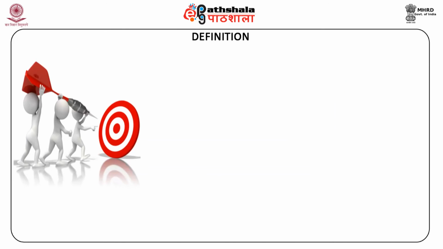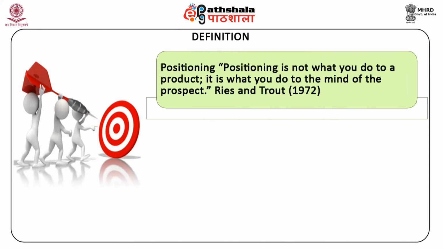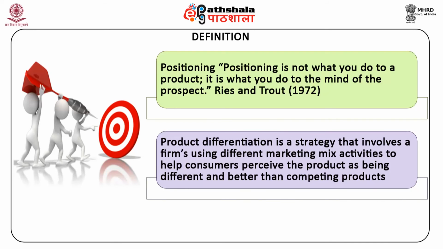It can be defined as: positioning is not what you do to a product, it is what you do to the mind of the prospect. Ries and Trout, 1972. Product differentiation is a strategy that involves a firm using different marketing mix activities to help consumers perceive the product as being different and better than competing products.